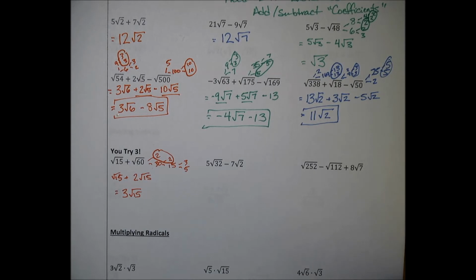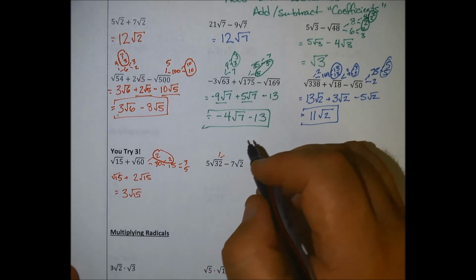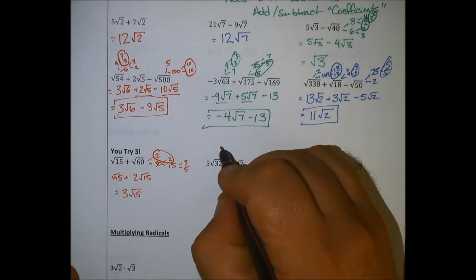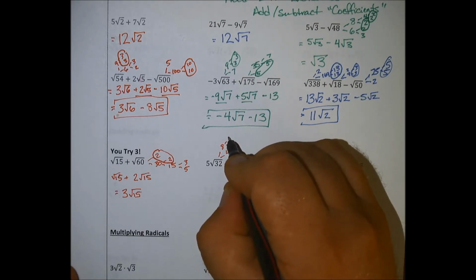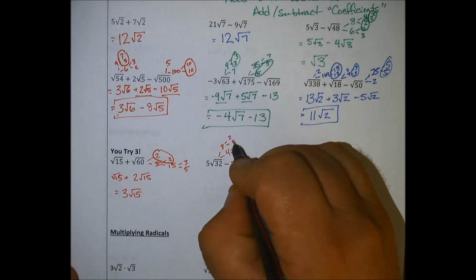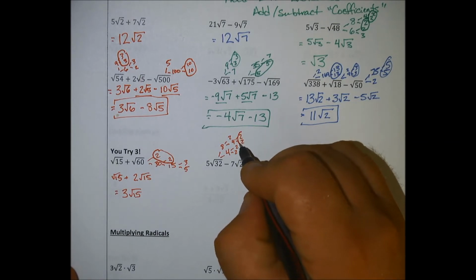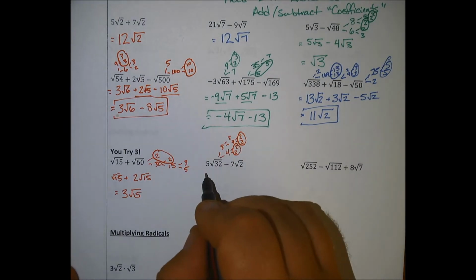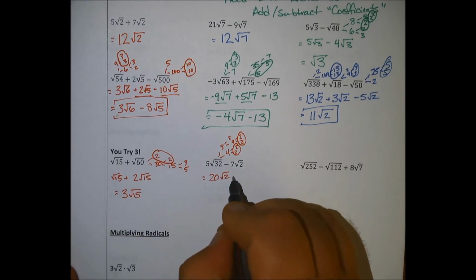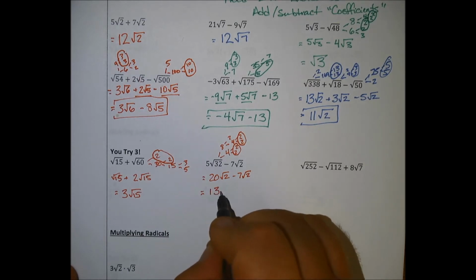Moving on to the next one, we have 5 square root 32 and 7 square roots of 2. Well, 32 would split up into 8 and 4. 4 splits up into 2 and 2. 8 splits up into 2 and 4. And 4 splits up into 2 and 2 as well. So I have 2 exit buddies of 2, which means I have 4 square roots of 2. And we're going to take that 4 and multiply it by that 5, so we get 20 root 2 minus 7 root 2. Giving us a grand total of 13 square roots of 2.